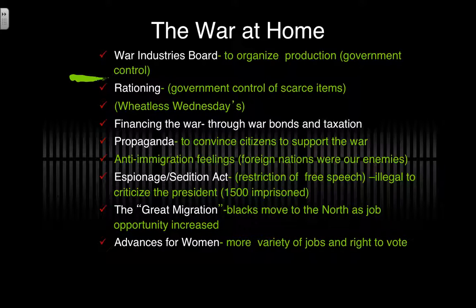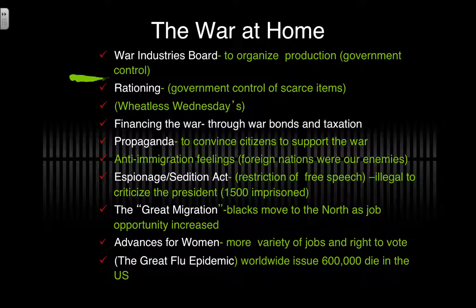Major advances for women, large variety of jobs opened up, and then of course, as a result of the war itself, finally women were able to gain the right to vote, and it was presented as a war-related measure that women were so important to the conduct of the war because of their work in industry that they deserved the right to vote. And so women gained the right to vote in 1920 after the passage of the 19th Amendment.